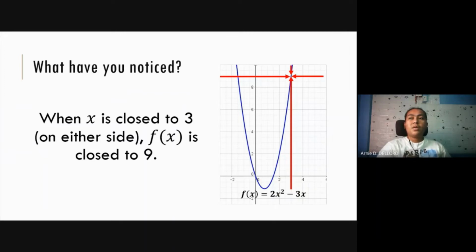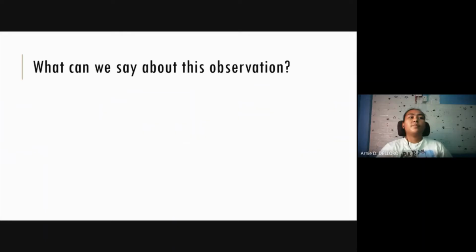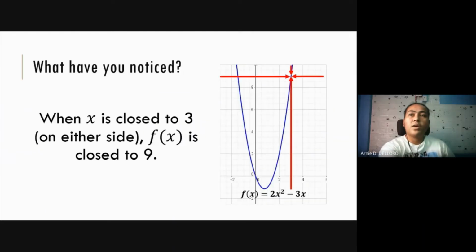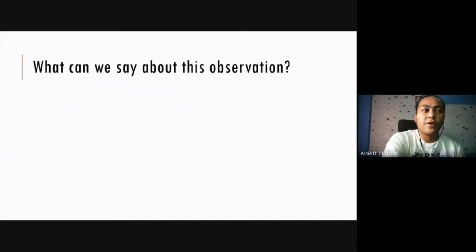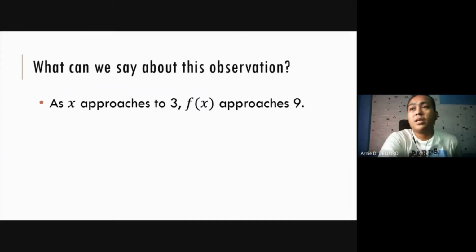So yan po yung ibig sabihin nitong graph natin. Now, what can we say about these observations? Yung pinakita ko kanina. Okay? Yung graph. What can we say about these observations? So first, as x approaches 3, f of x approaches 9. Okay? So, habang lumalapit yung mga values sa x equals 3, lumalapit naman or papalapit naman ng papalapit yung function.